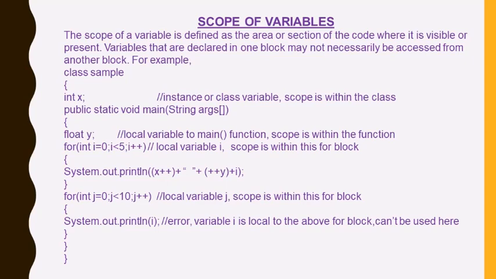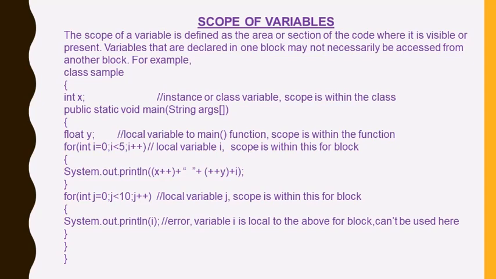Now there is another variable i which is declared inside the first for block. So this i is local to the first for block only. For i equals 0, i is less than 5, i plus plus, System.out.println x plus plus and plus y and plus i. All these three can be accessed inside this. In the second for block, I have declared another local variable j. j equals 0, j is less than 10, j plus plus, System.out.println i. Here it will give an error because variable i is local to the previous for block and it cannot be used outside it.